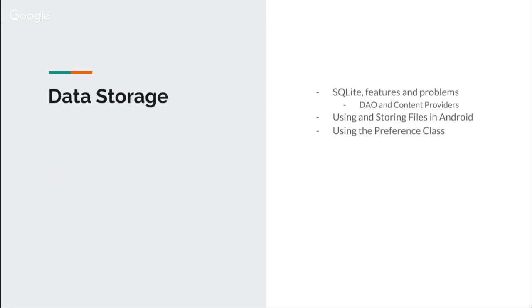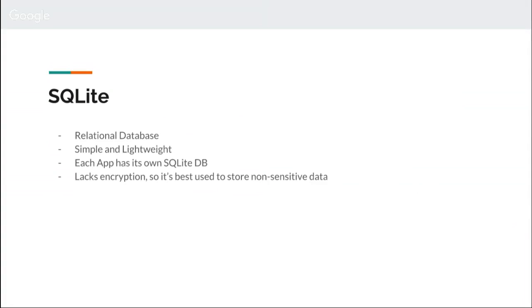Then we saw shared preferences that store key value pairs, and we can store simple data, but we can't store objects like custom objects or whatnot. We can only store strings, integers, simple data. So let's start with SQLite, right?